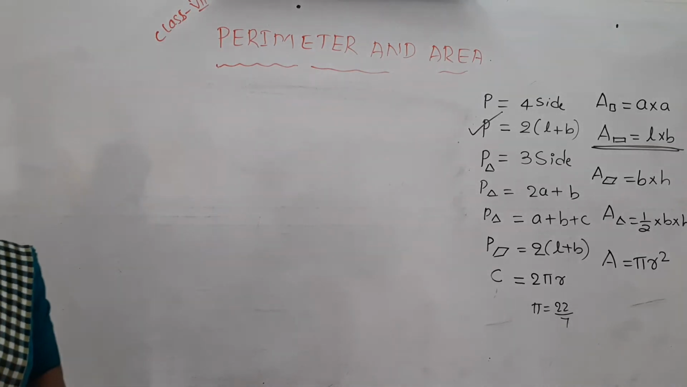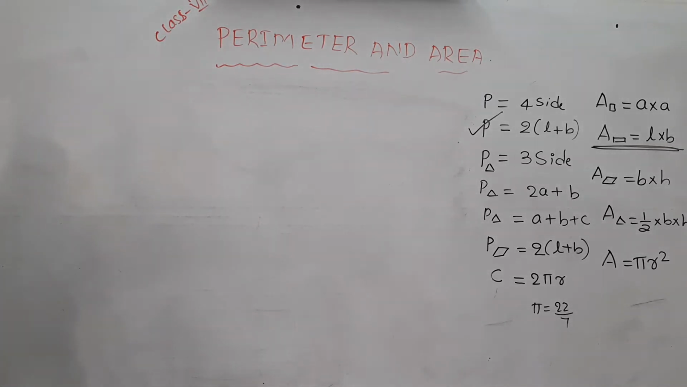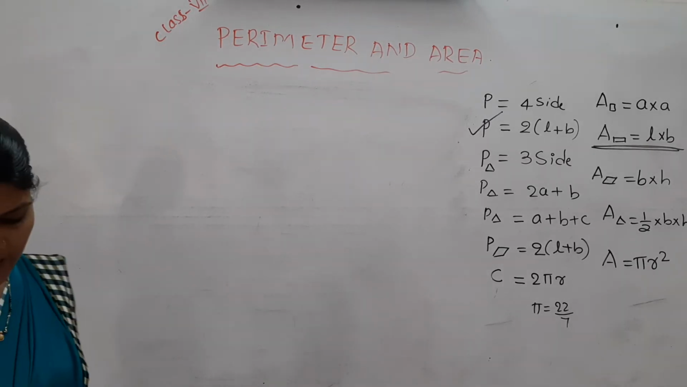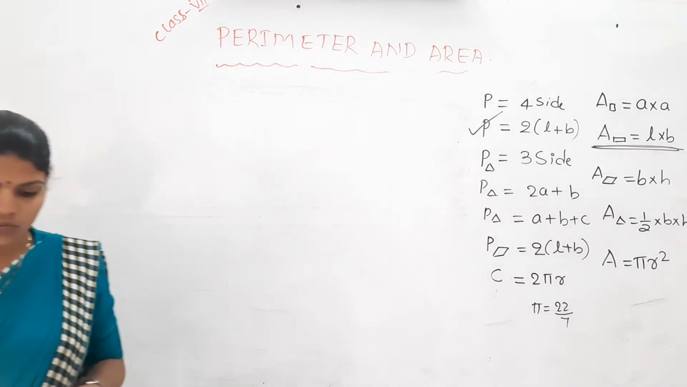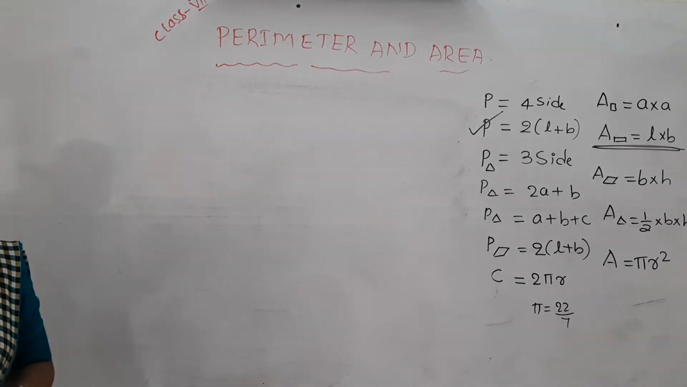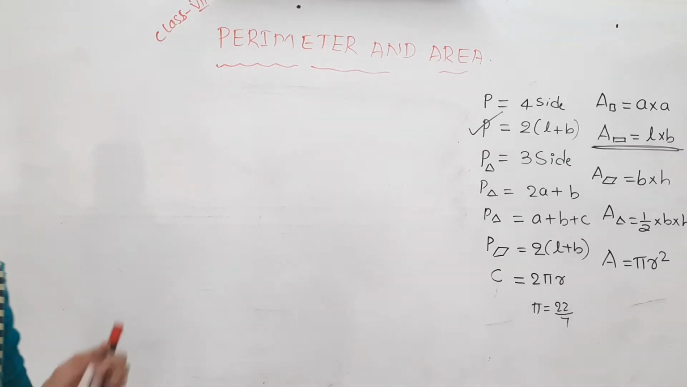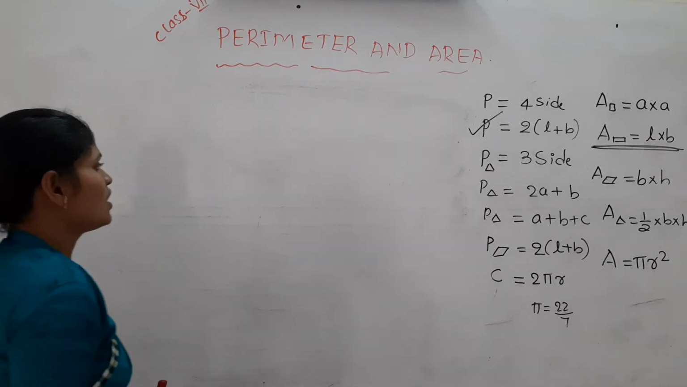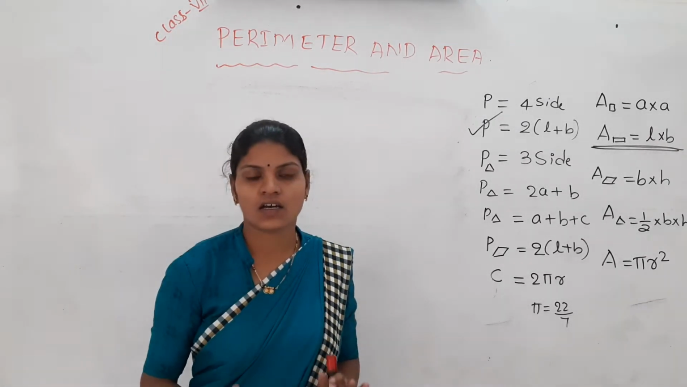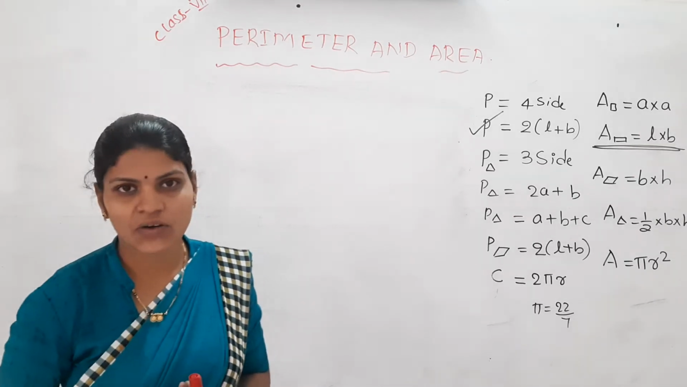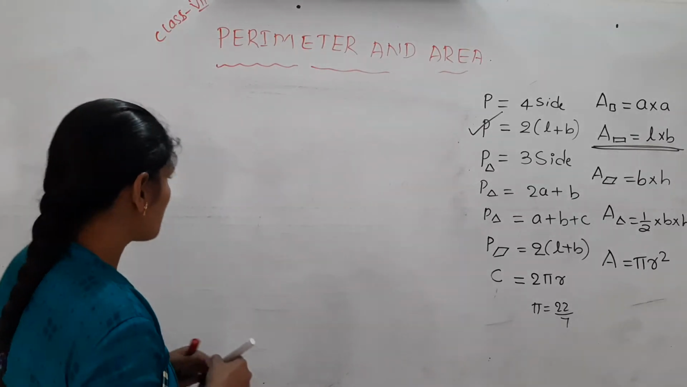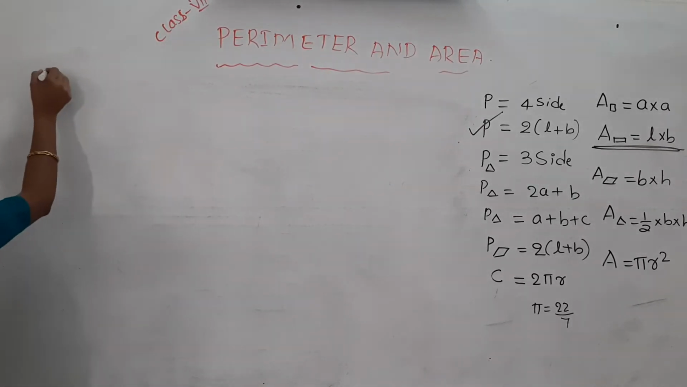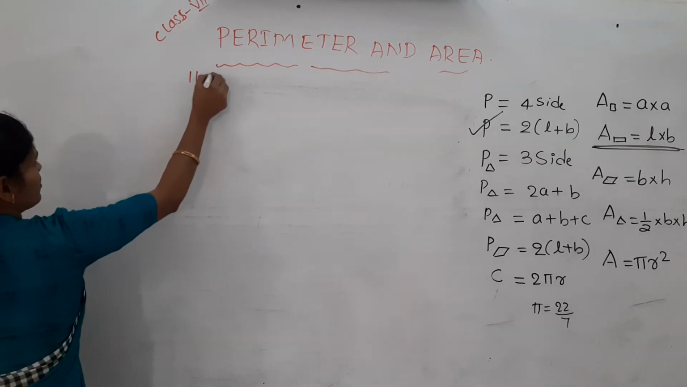The length and breadth of a rectangular piece of land are 500 meter and 300 meter respectively. Find its area. The cost of the land is 10,000 rupees per 1 meter square. Then what is the total cost of this rectangular land? We have to find. So first, what has he given? The length and breadth of the rectangular block.